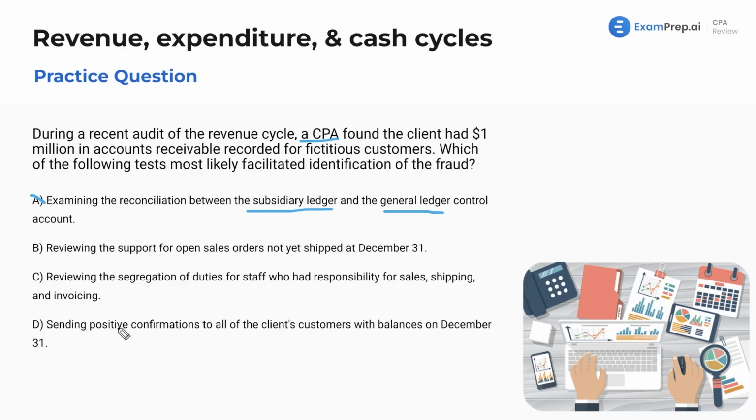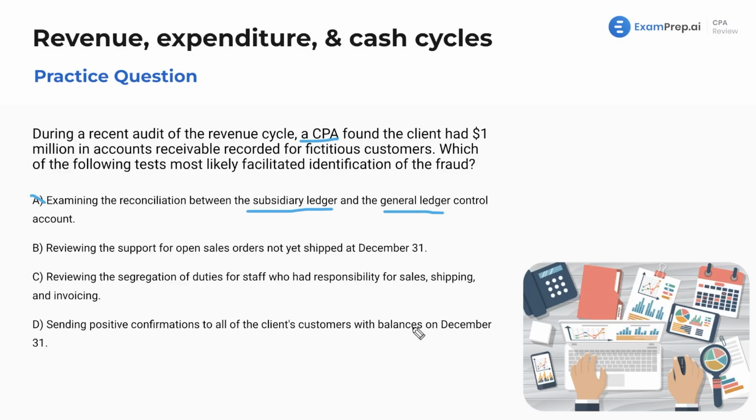Sending positive confirmations to all the client's customers with balances. This is going to be hands down the best answer. If we're thinking about it, the client's listing, they have, let's say, 10 customers. If you mail confirmations to all 10 of them and you don't hear back from, let's say, 2 of them, well, then you follow up on it. And if they were material, which this presumably is, I mean, $1 million, it's probably significant. Insignificant numbers in the exam would be like $100 or $1,000. So this is probably pretty significant.